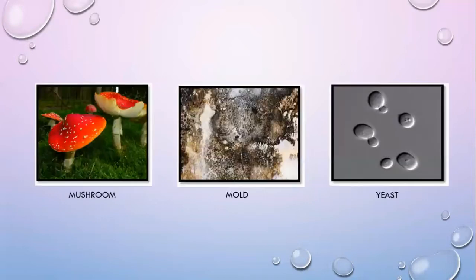This is an example of the group of fungi such as the mushroom, mold, and yeast. Mushroom is a multicellular organism which exists as lots of cells. It requires lots of cells in order to be a mushroom. And also yeast is actually unicellular or single-celled, which requires only one cell to be an organism.